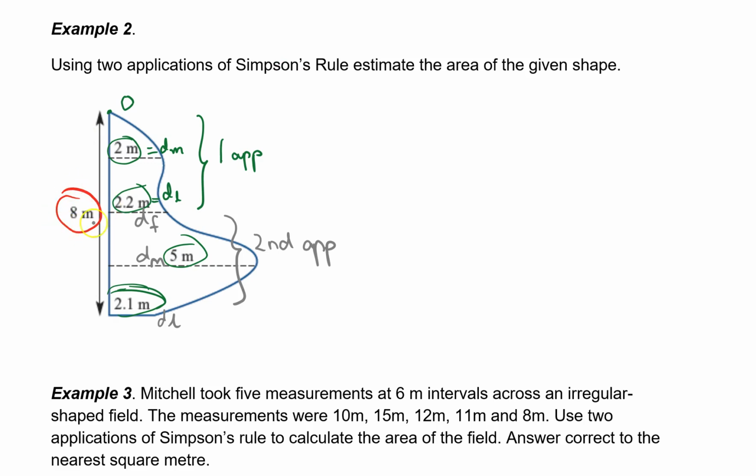But what's this 8? 8 is the full distance. So certainly the distance between the measurements is not 8. And if you have a look at it, we've got 1, 2, 3, 4 distances. 8 is equally divided by 4. A very important thing to register here is that h is equal to 2. 4, 6, 8. And we're doing 2 applications.